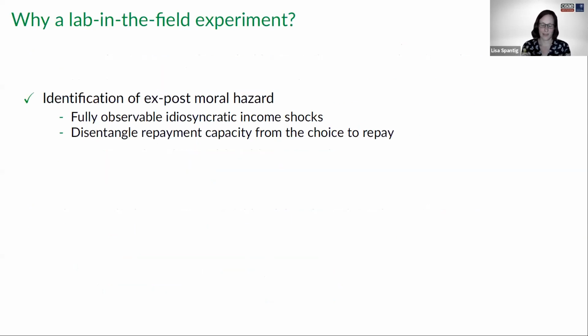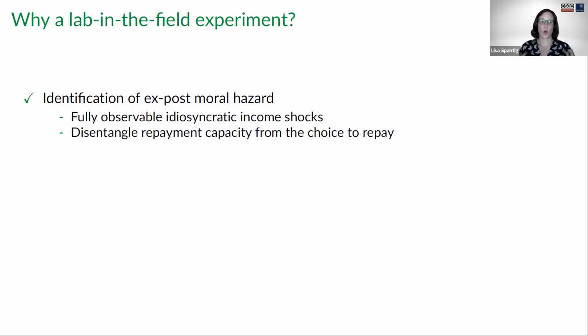Okay, let me briefly take a step back and tell you why we are looking at a lab and a field experiment here, given that most of you are maybe more familiar with field experiments. We're trying to capture the benefits of both the lab and the field. We will be able to identify this ex post moral hazard, the decision to repay if you're actually able to, by making idiosyncratic income shocks fully observable. This will allow us to disentangle the choice to repay from the capacity to repay.